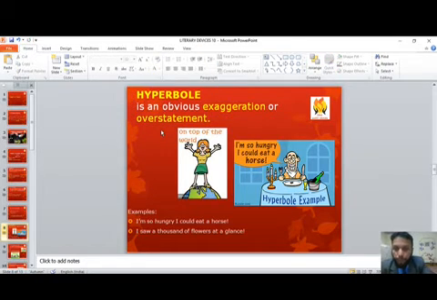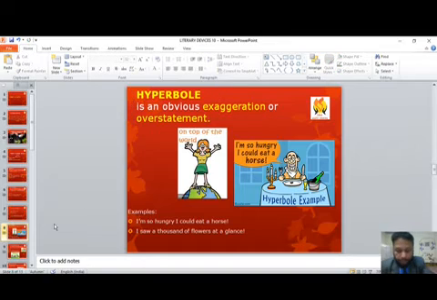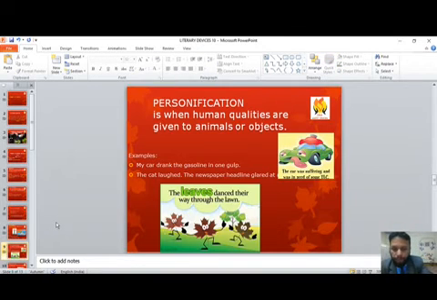It means overstatement. Something you have spoken which is really not possible, but it indicates somewhat towards that category. Like you cannot eat the entire horse even if it is offered to you. But this shows that this man was very hungry, he wanted a lot of food, so this is called hyperbole.